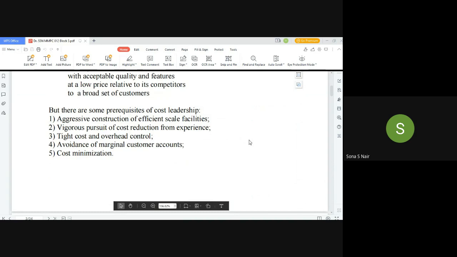But if the firm wants to use this strategy of cost leadership, there are certain things which the organization needs to have. They should have efficient scale facilities. Scale facilities would mean even if the production increases, they're able to meet up.